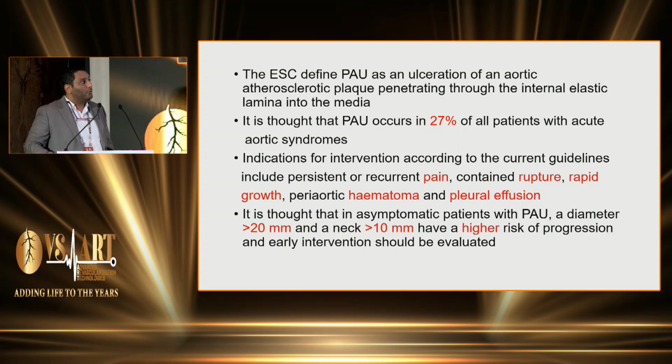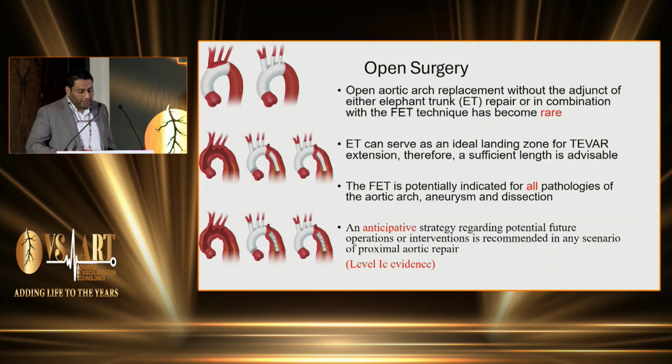Moving to penetrating aortic ulcer as another pathology we are facing in this region, we found that 27% of patients with acute aortic syndrome have penetrating aortic ulcers. Again, the indications for intervention include pain, contained rupture, rapid growth, and hematoma, and especially there is mention of the depth and diameter of ulcers in these patients and when to intervene.